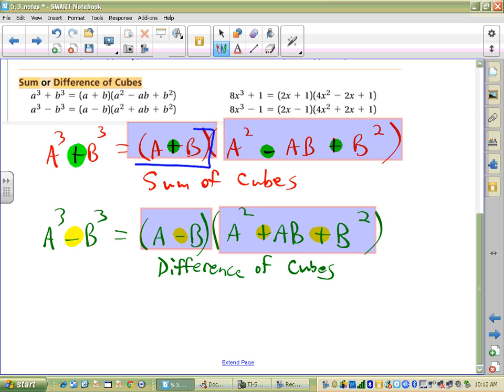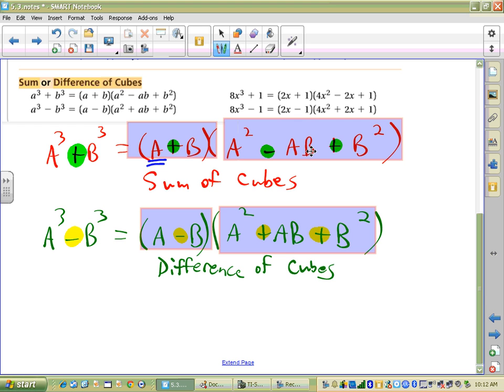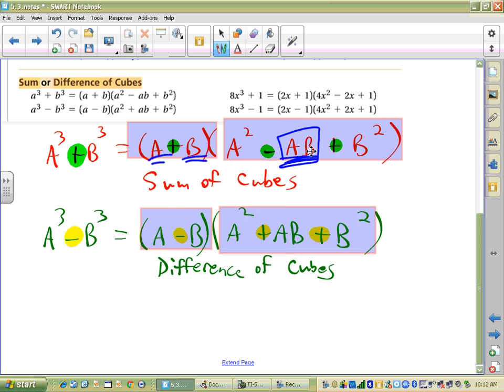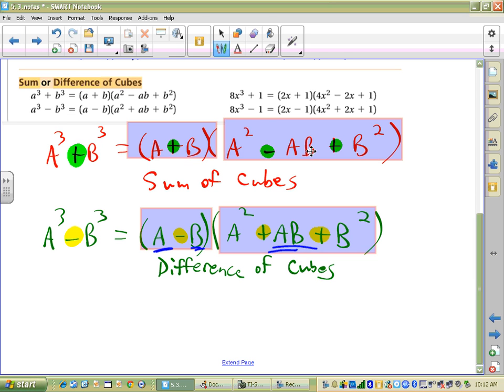Once you establish the binomial, the trinomial comes from that. So to turn this a into an a squared, we square the first term. To turn this b into a b squared, we square that term. And then in the middle, this ab is the product of the two terms in the binomial. And again, you have to forget about signs. Okay, so let's try one of these and let's see how it works.